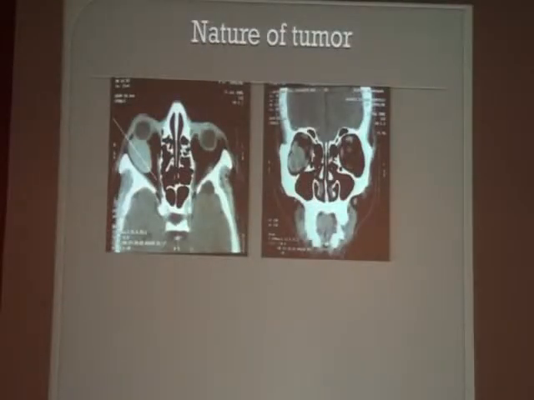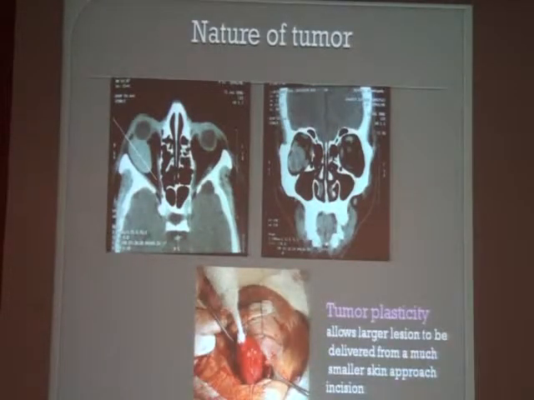Now, here is another large lesion. It's fairly large, as you can see, but it is lying in the anteroposterior axis. And this lesion, we are suspecting a cavernous hemangioma. And cavernous hemangiomas, as we know, have a plasticity to them. So these large lesions can come out from a smaller incision, as seen over here. So tumor plasticity allows a larger lesion to be delivered from a much smaller skin approach.